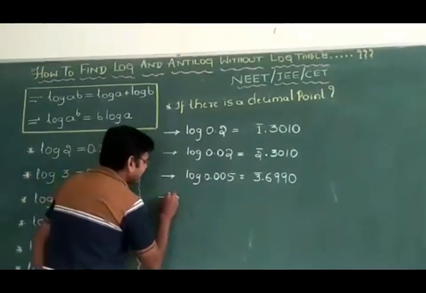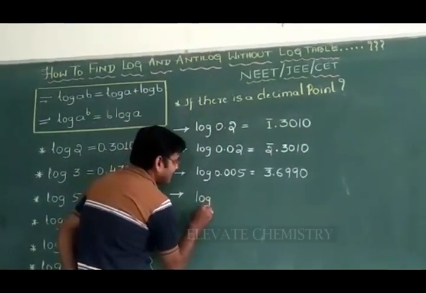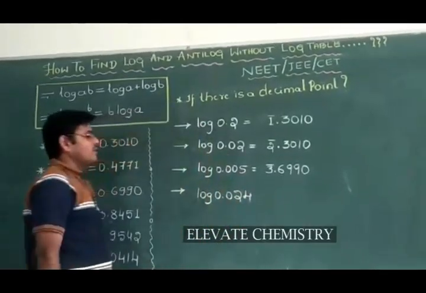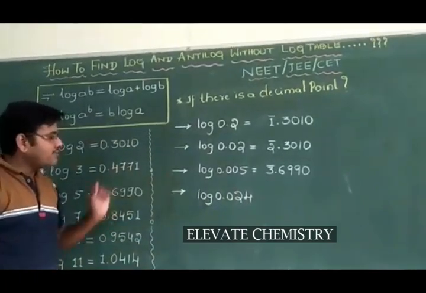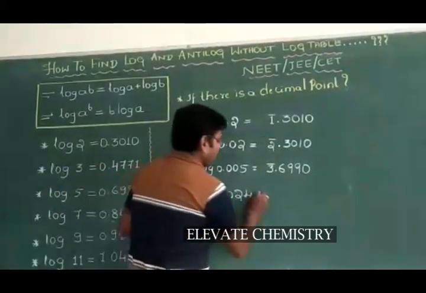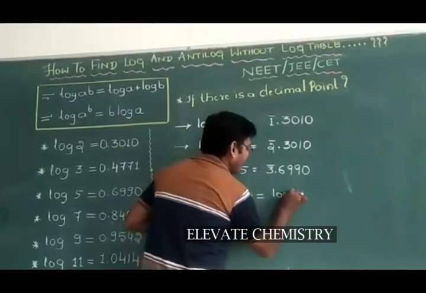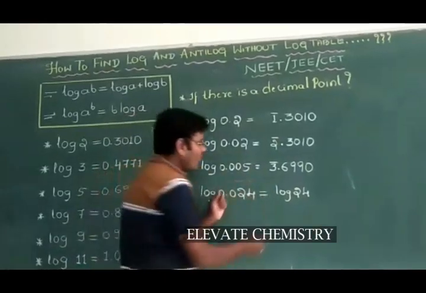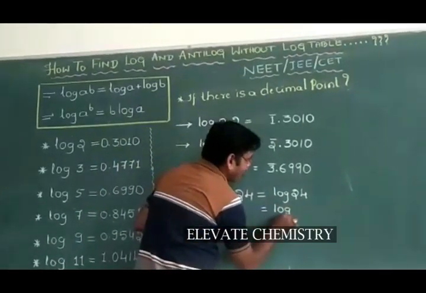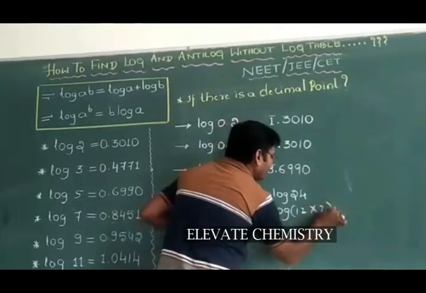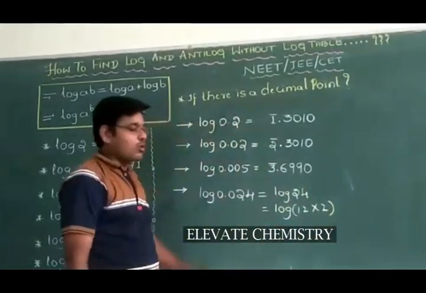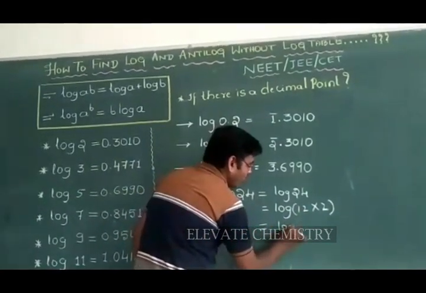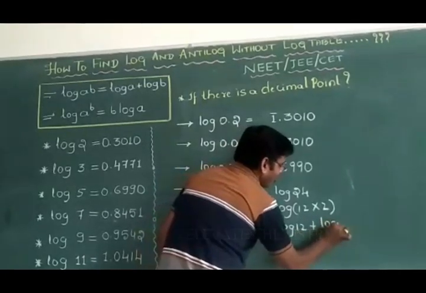Similarly, let us take one more example, that is log 0.024. To check this log 0.024, let us use the log 24 value. Log 24, let us write it in the form log 12 into 2. 12 2s are 24. So log 12 into 2. Now you write log 12 plus log 2.